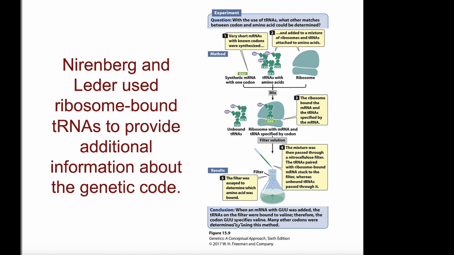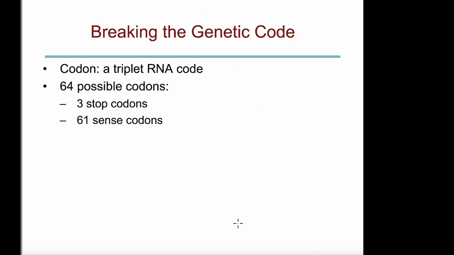The mixture was then passed through a filter, and they were able to look at the paired ribosomes that were bound to mRNA. And what they found was when an mRNA with GUU was added, the tRNAs on the filter were bound to valine. Therefore, they were able to conclude that GUU specifies valine. And they did this several times for different other codons to determine what we now know as the genetic code. And so these two experiments enabled them to understand the genetic code, thereby forming what we know as the genetic table or the genetic code.